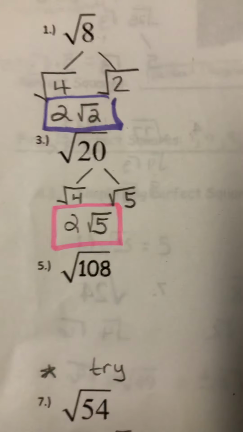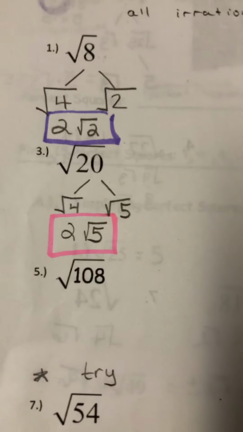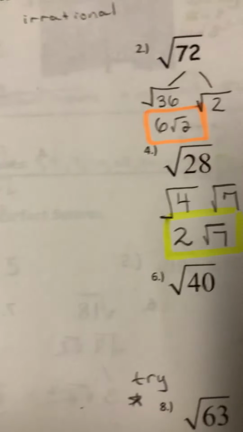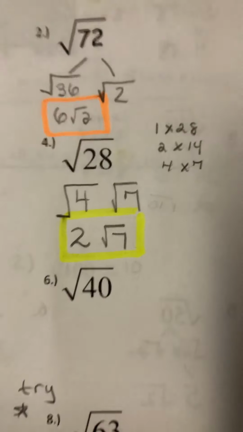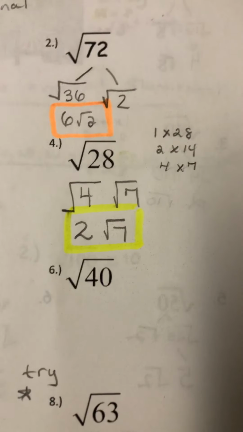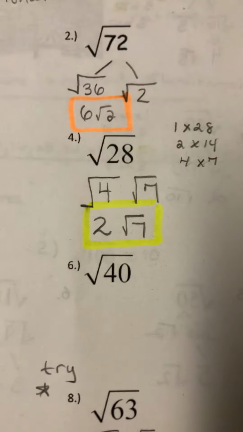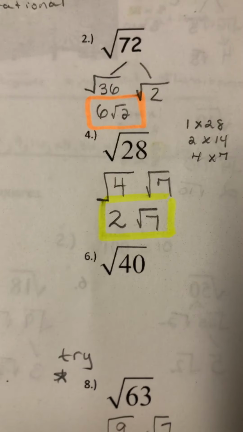Number 3, same idea with 3. Break down the 20, square root of 20, break it down to 4 and 5, and the square root of 4 is 2. Number 4, again, think of the factor pairs of 28. What two numbers multiply together give you 28? 4 and 7. 4 is the perfect square. So your final answer there would have been 2 square roots of 7.